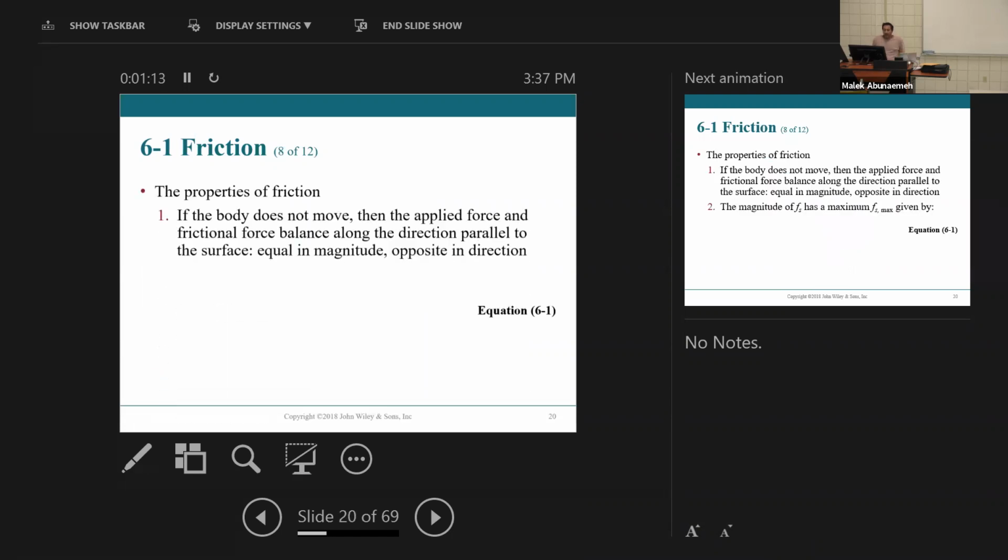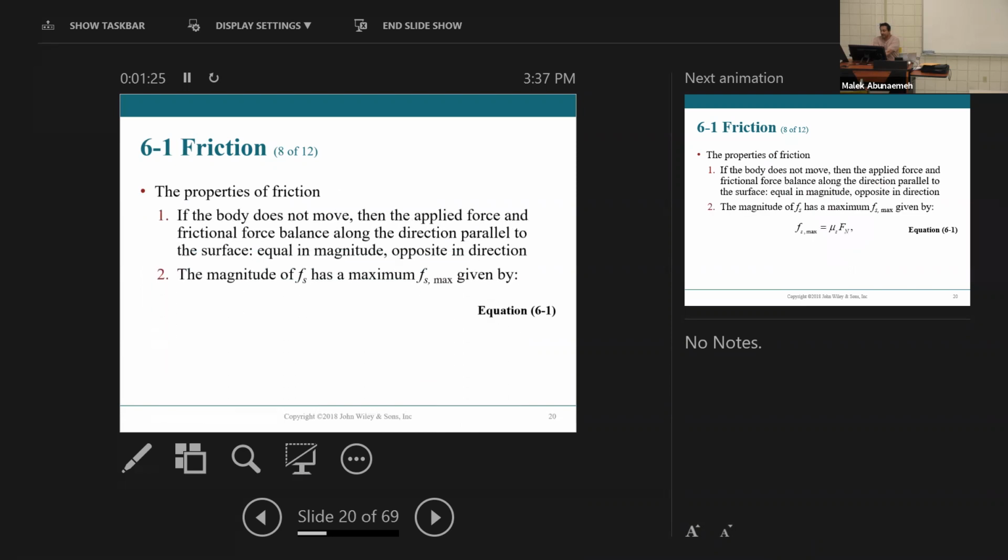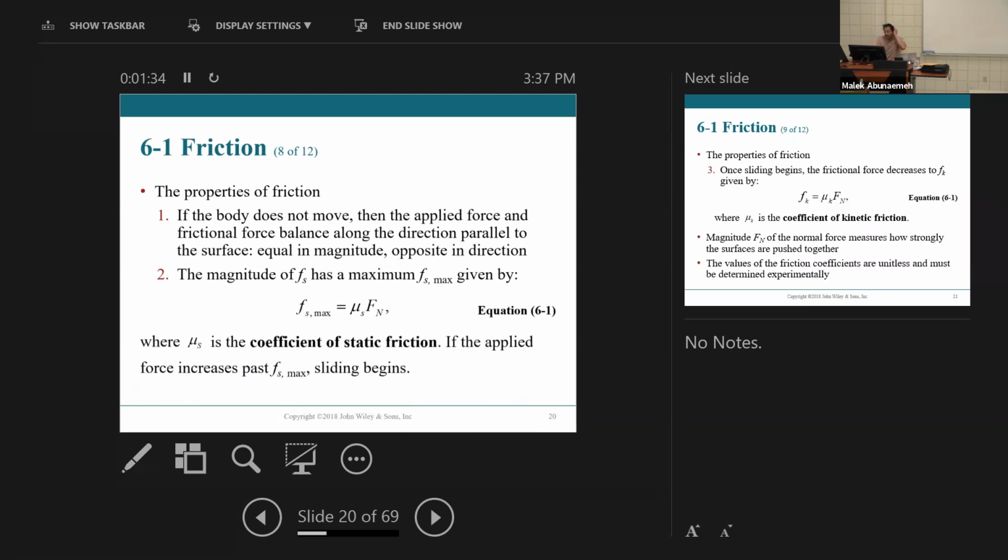Now, properties of friction: if the body does not move, then the applied force and the frictional force are balanced along the direction parallel to the surface, equal in magnitude and opposite in direction. The magnitude of the frictional force has a maximum given by mu F. Mu is called the coefficient of static friction. F is your force, which is your mass times your acceleration.